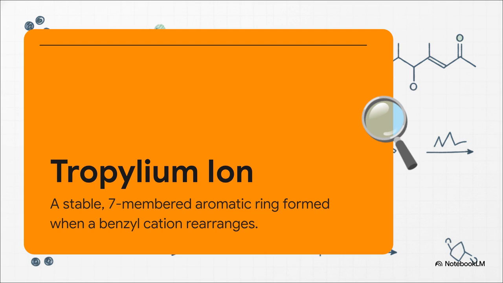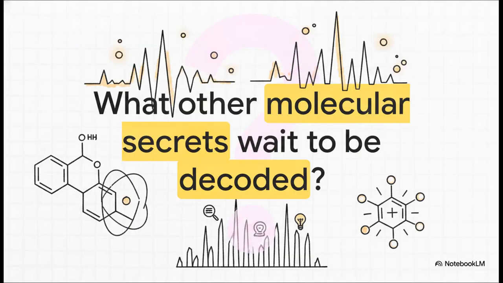This extreme stability is exactly why that m/z 91 peak completely dominates the spectrum of alkyl-substituted benzenes. It's just an absolutely brilliant survival strategy in the gas phase. So we've cracked the case on alkanes, we've broken open cyclical rings, we've tracked down the directing power of pi bonds, and we've unmasked the shape-shifting tropylium ion.